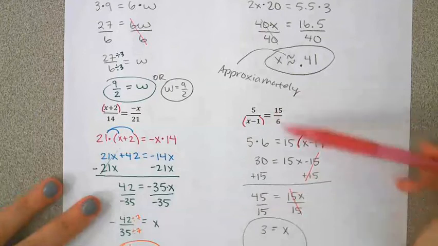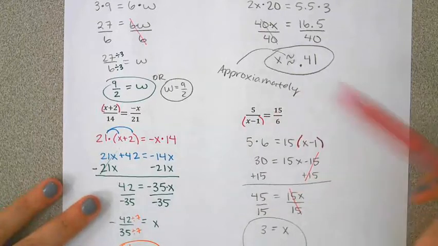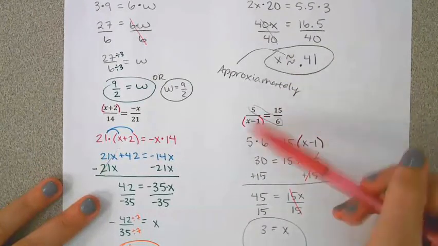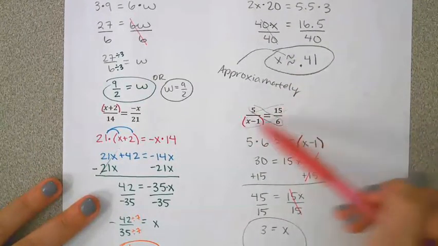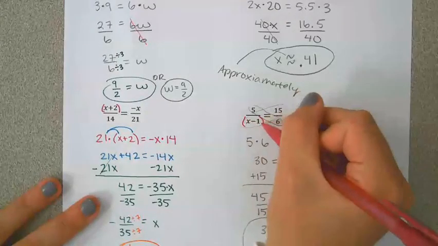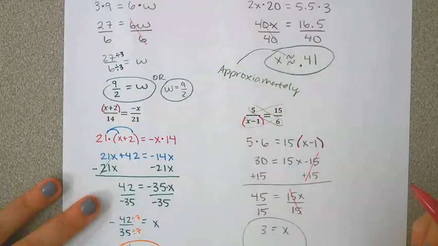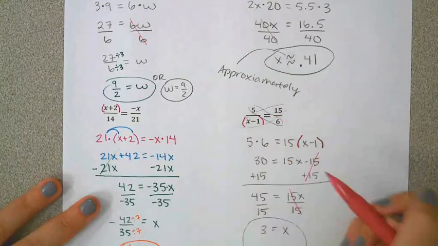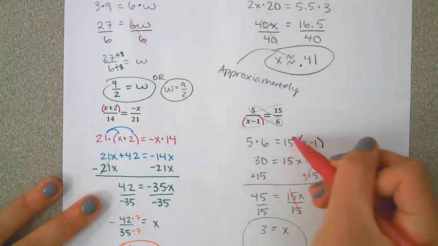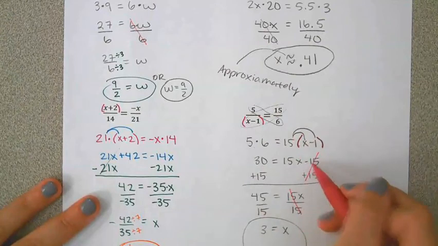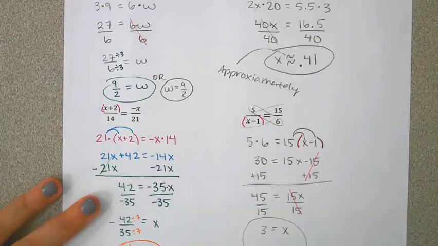Okay, so here's the solution for this last one that you tried. So you have cross multiplying 5 times 6 and 15 times the quantity x minus 1, because this whole thing goes together, so you need parentheses there. And from that, you get 30 on the left-hand side, and you have to distribute this 15 to get 15x minus 15. And then you solve it like normal using inverse operations.